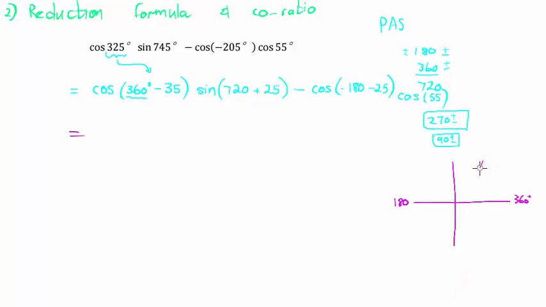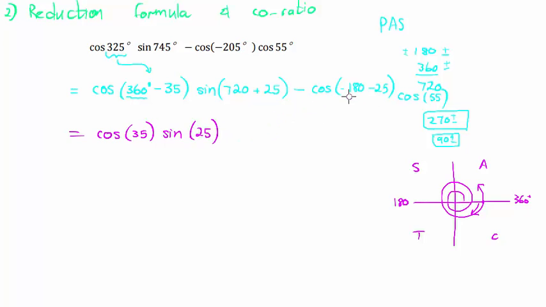I know this is my CAST diagram. So this cos of 360 minus 35 is in which quadrant? Fourth quadrant. Cos is positive, so I need to keep the sign the same. So this becomes cos of 35. Sine of 720. 720 just means I went around once and I went around another time. So I'm here now, plus 25. I'm in which quadrant? So this is sine of 25.